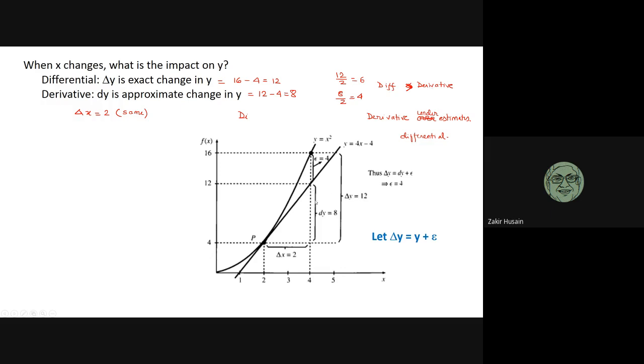Okay, del y is this much, but dy is only this much. You can see over here, dy is equal to 8, but del y is equal to 12, this bracket. So therefore the derivative, if we use the derivative, we are underestimating the differential. Got it?